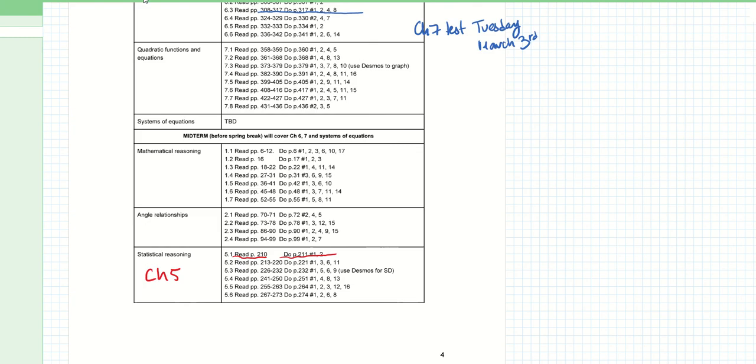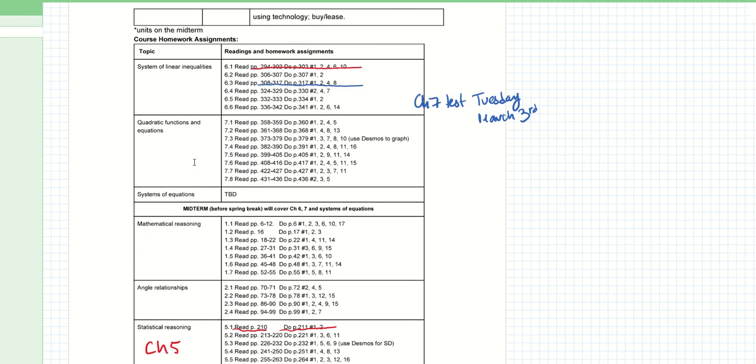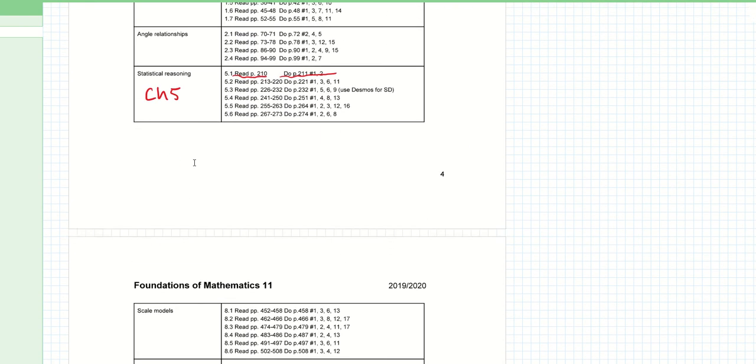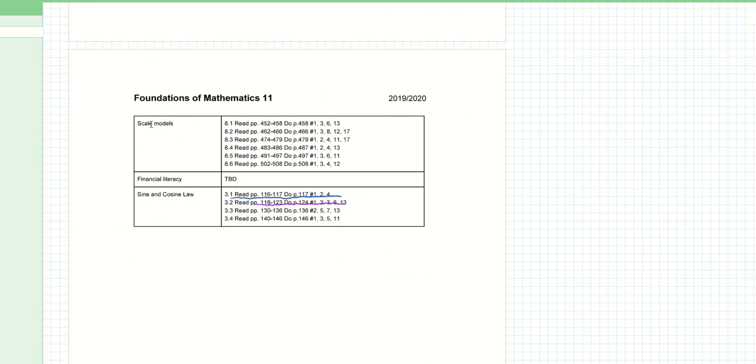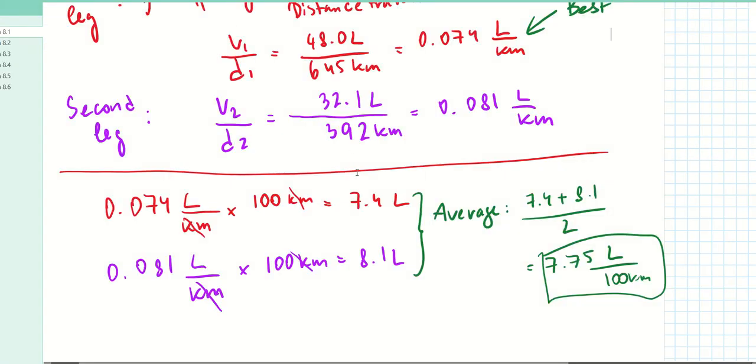So for practice, make sure you, this is chapter 7, so we're doing mathematical proportional reasoning. So hold on, proportional reasoning is way down here. Scale models, proportional reasoning, so that's chapter 8. So 8.1, make sure you read pages 452 to 458 and do numbers 1, 3, 6, and 13. Again, if you have any questions, make sure you post them as a comment in Teams.